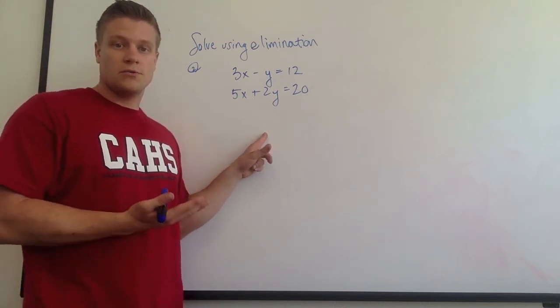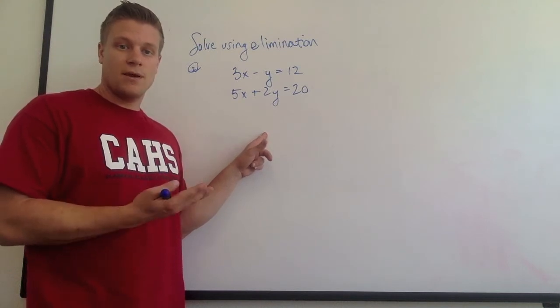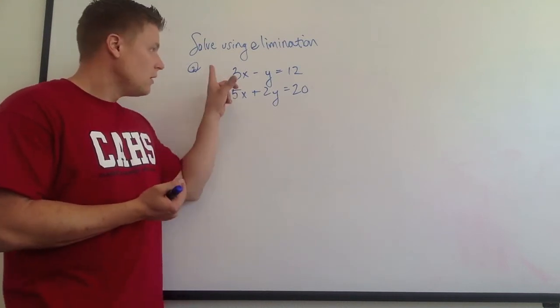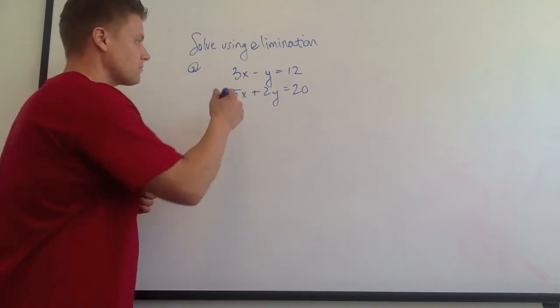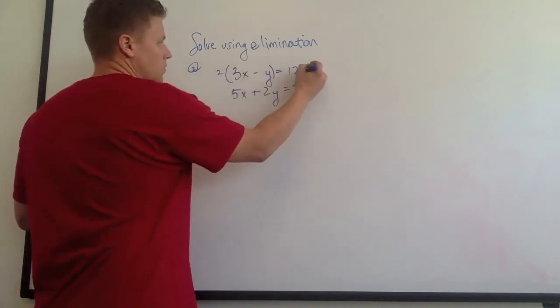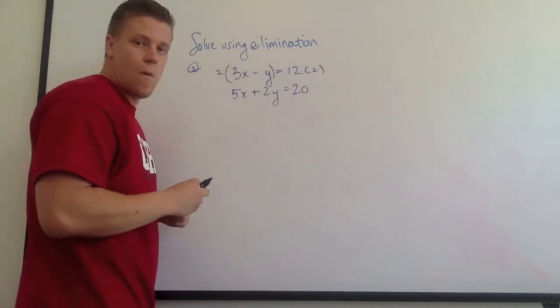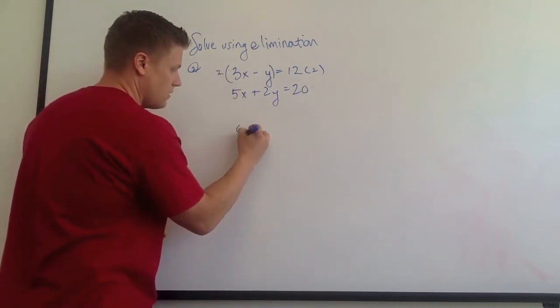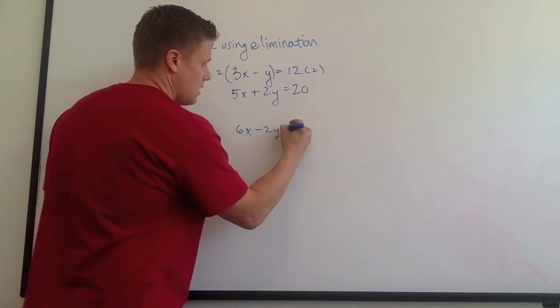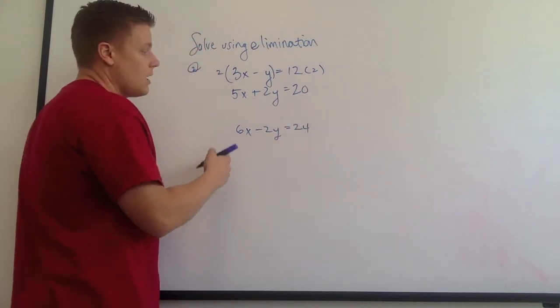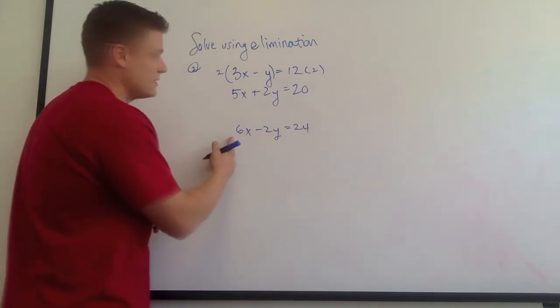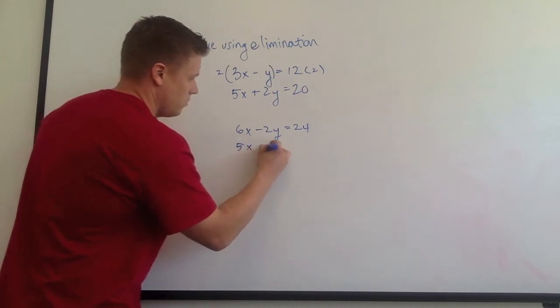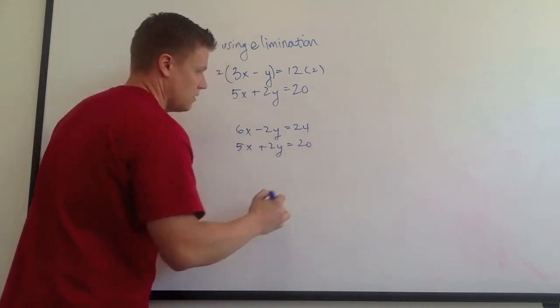So which equation do we want to change so that if we add them, they add up to 0? That would be our first equation. So this top equation would have to be multiplied by 2. And I like to rewrite both equations. So my first equation now is 6x minus 2y equals 24, and I'm still going to rewrite my second, 5x plus 2y equals 20.